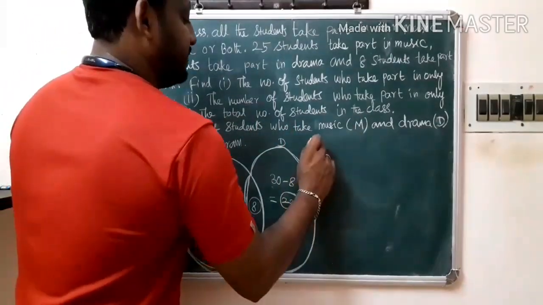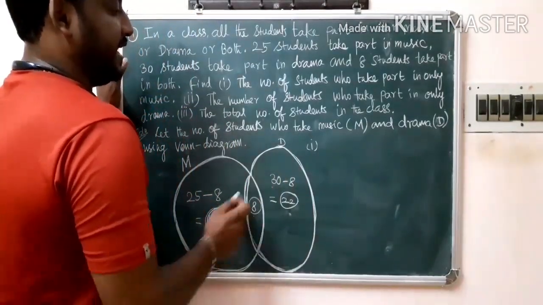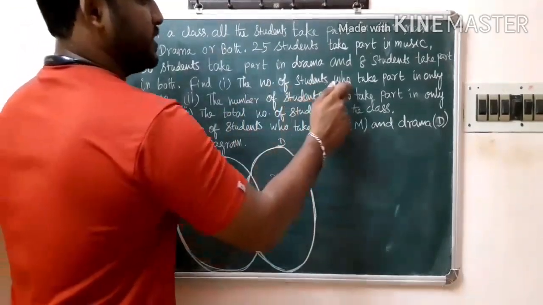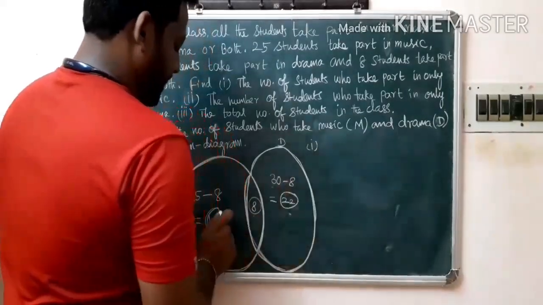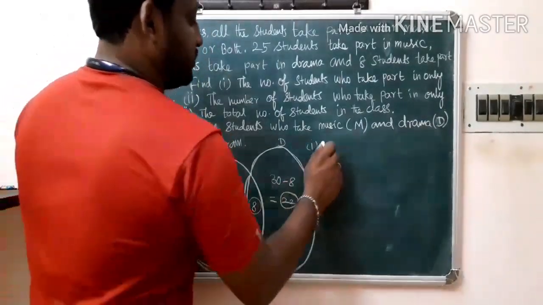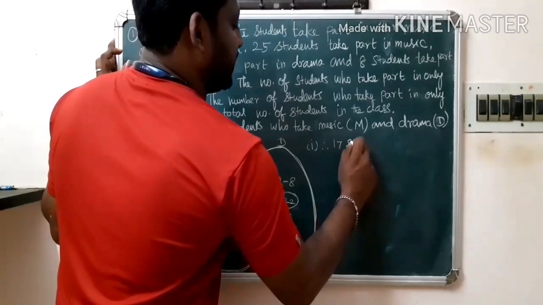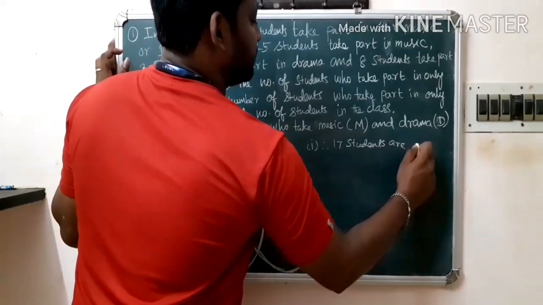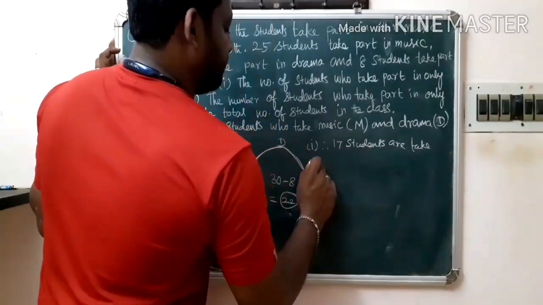For the first question, from this Venn diagram we can write the answers directly. The number of students who take part only in music: how many students are there? 17 students. So therefore, 17 students take part in music only.